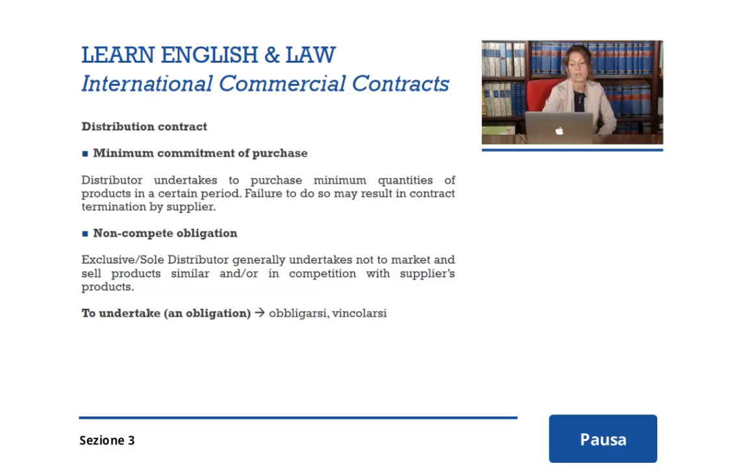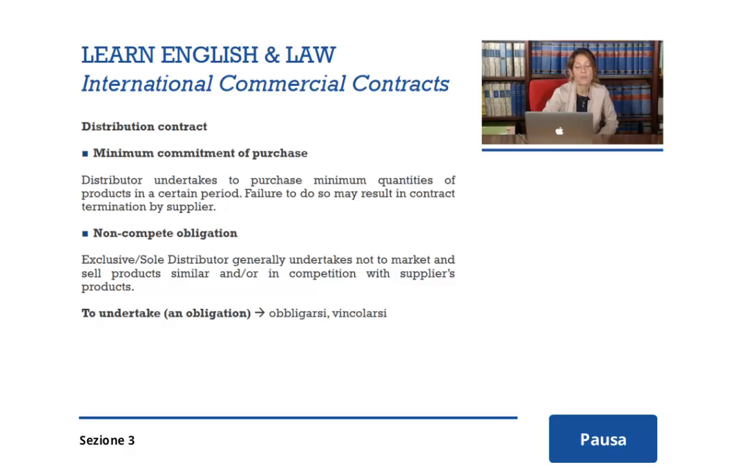Another common clause in this type of contract is the non-compete obligation clause. Here, there is probably an exclusivity clause. So we might have an exclusive or sole distributor who generally undertakes, so is under an obligation, not to market and sell products similar to and or in competition with the supplier's products.